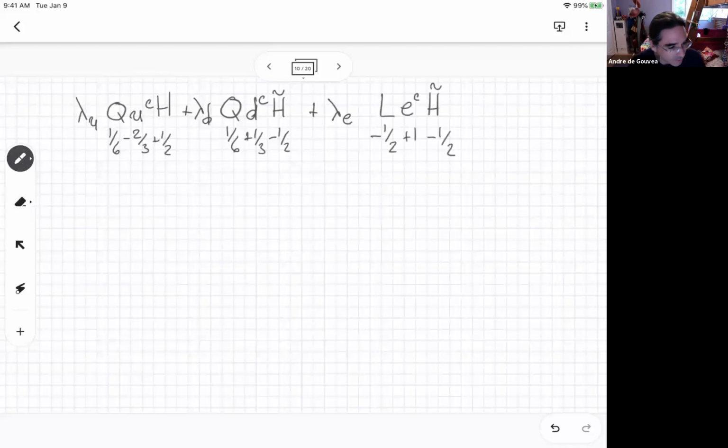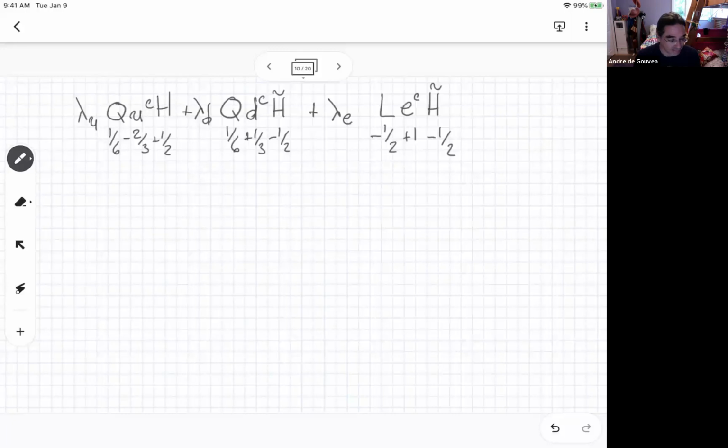So there's a question here: from my notation so far, H and this H twiddle are different objects. No, they're not. They are just one object, and the complex conjugate of that object multiplied by i sigma 2 in weak isospin space.